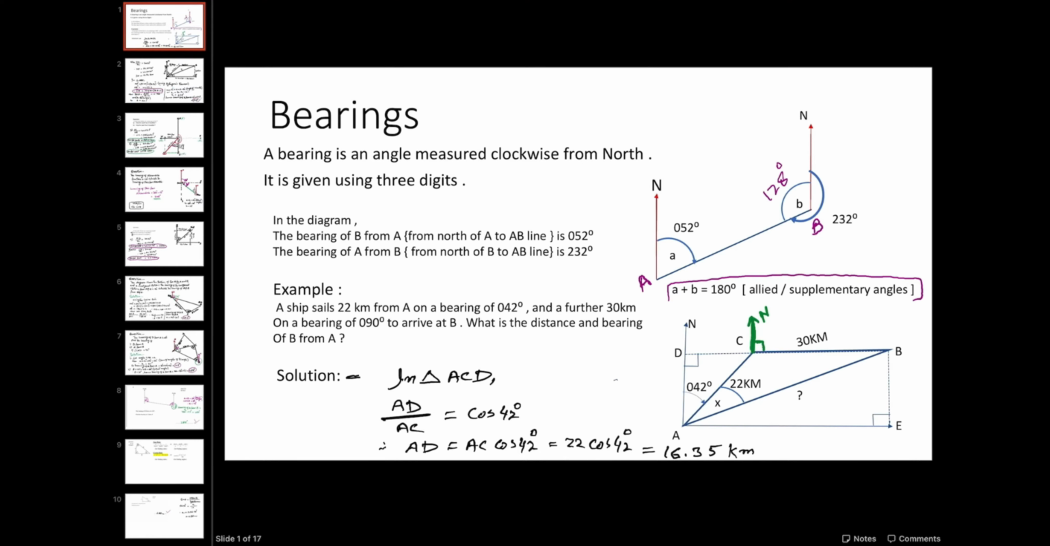Let's start with the bearing. What is bearing? A bearing is an angle measured clockwise from north. It is given using 3 digits.